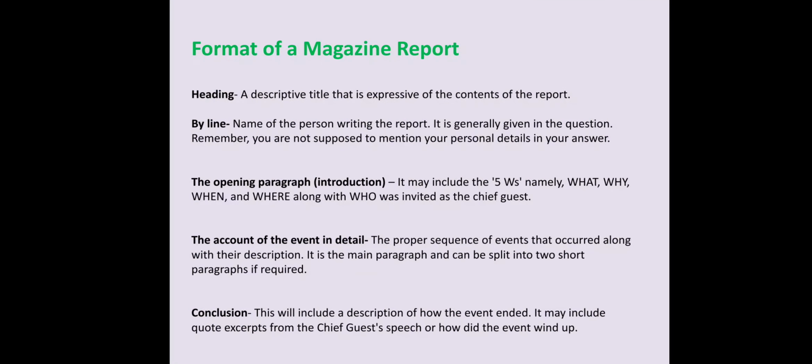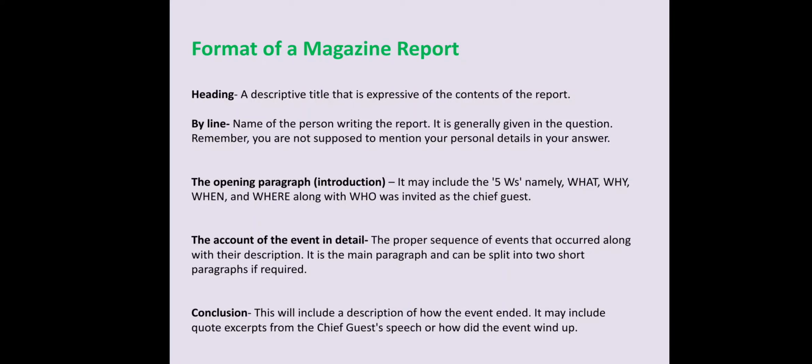The next is format of magazine report. Here heading is present, the descriptive title that is expressive of the content of the report. Next is byline, name of the person writing the report. It is generally given in the question. Remember, you are not supposed to mention your personal details in your answer.